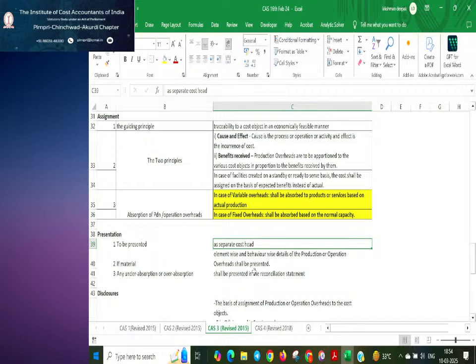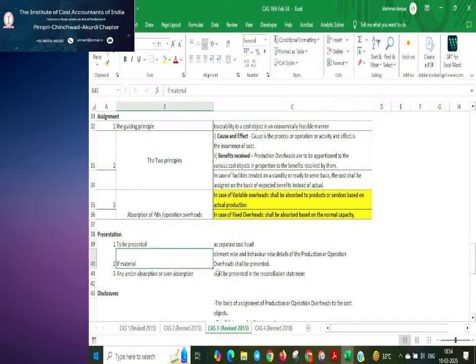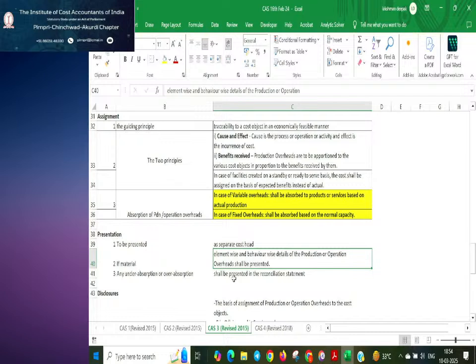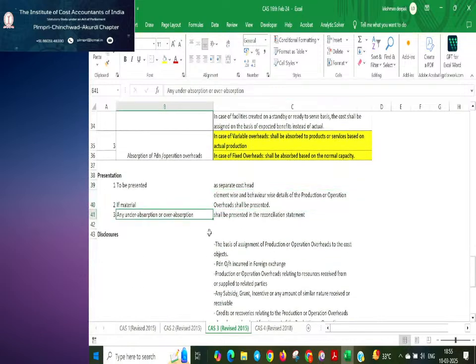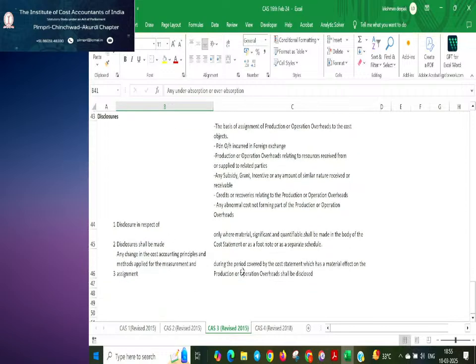We know production overhead, we show it separately. Element wise, behavior wise details of production or operation overhead shall be presented. So I circulated a few samples of cost audit reports, right? In those there will be a cost audit report where they would have talked in detail about the overheads and their principles. So that is a guiding factor wherein they have given element wise and behavior wise details. Then coming to under absorption and over absorption, any such amount shall be presented in the reconciliation statement. And this tells all about the disclosure, what are the disclosures to be made.